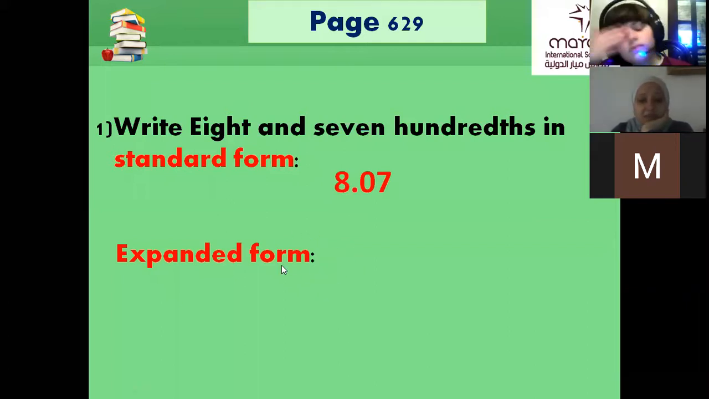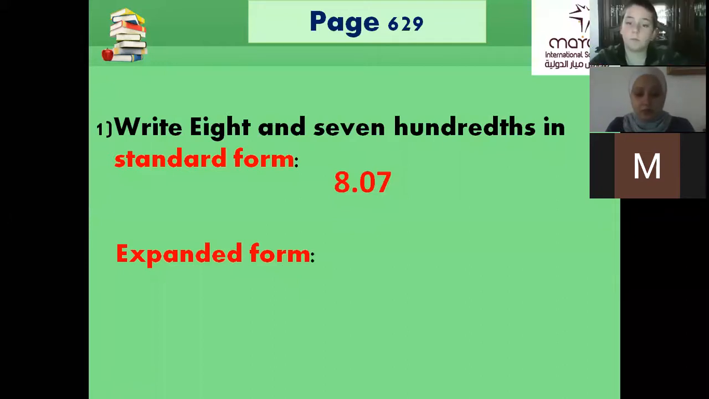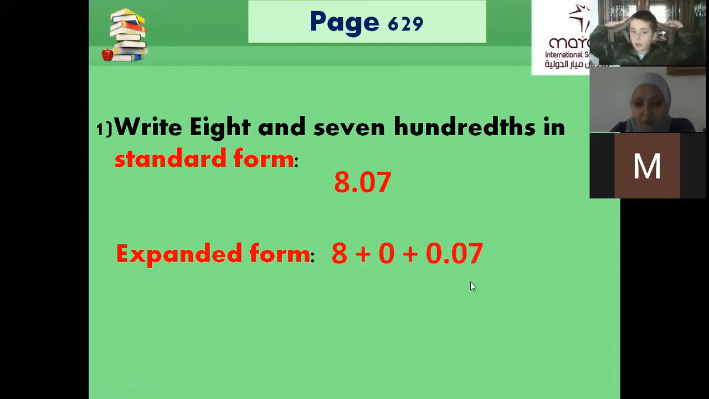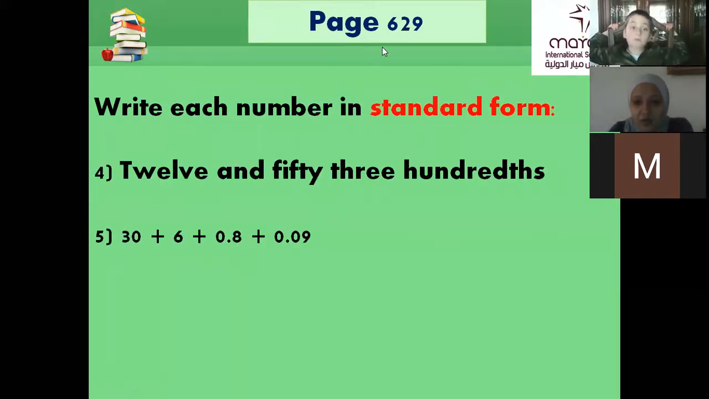Muhammad Salam, can you tell me what to write in expanded form? 8 plus 0 plus 0.07. Excellent. You mean 0.07? Yes. Okay. Now, who wants to tell me how to solve this? How to write them in standard form? Abdul Hafiz, can you do the first one?